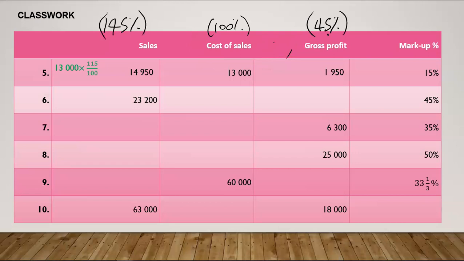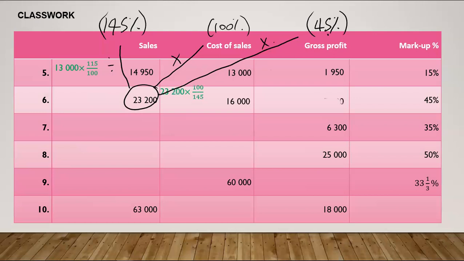So if I want cost of sales, I'll always divide by that. If I want cost of sales, I will multiply this by 100. If I want gross profit, I will multiply it by 45. Everything else is just a repetition of what I've just said. Let me just do number 7 quickly.